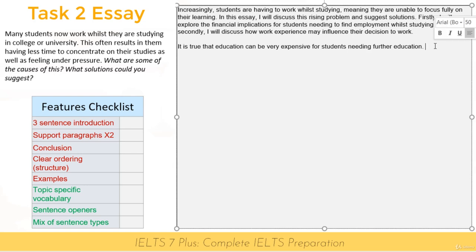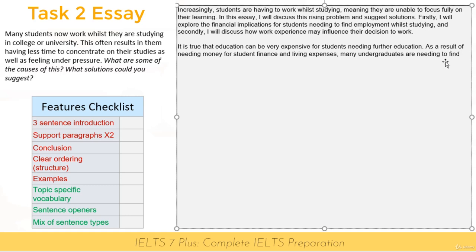Let's say, as a result of needing money for student finance, I'm using some topic-specific vocabulary. This is a collocation, student finance and living expenses. As a result of needing money for student finance and living expenses, many, and I need a synonym now for student as I feel like I'm repeating student too often. Let's use undergraduates. That's more specifically for universities, but again, topic-specific vocabulary. As a result of needing money for student finance and living expenses, many undergraduates are needing to find new revenue. Let's not say new revenue, that sounds strange. I'm needing to find work. Let's just say find work.